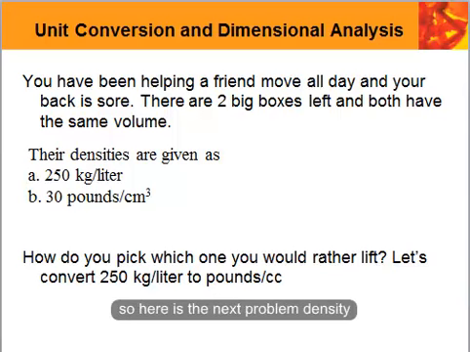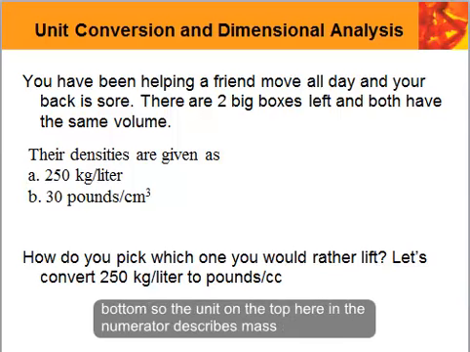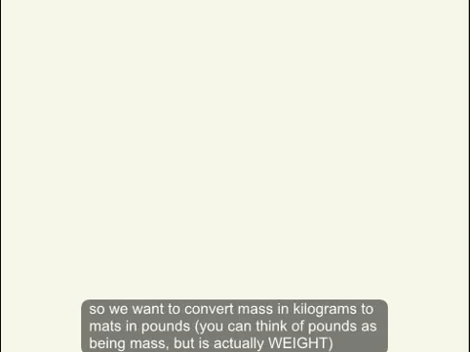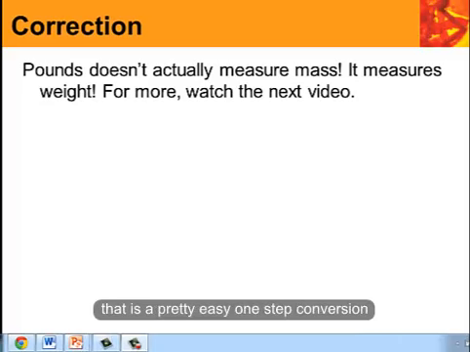So here is our next problem, density. So here's another one where we have to convert the unit on top and also the unit on the bottom. The unit on the top here in the numerator describes mass. So we want to convert mass in kilograms to mass in pounds. That is a pretty easy one-step conversion.